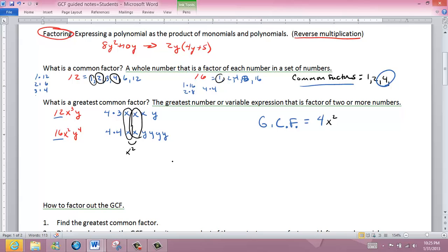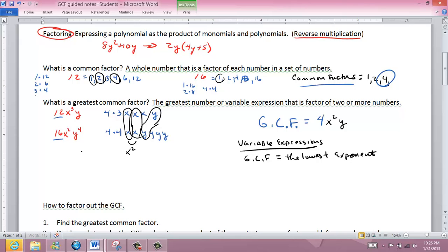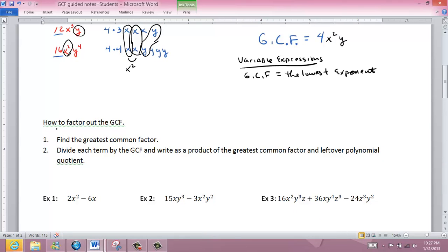Now, for the y's, how many pairs do they have in common? Well, if I look at this, I can only wrap around one pair. So they actually only have 1 y in common. Now, what you end up noticing is that for variable expressions, the greatest common factor will equal the lowest or smallest exponent. So if I look at the exponents on x to the third and x to the second, I know my greatest common factor would be x squared. If I look at y and y to the fourth, I know y has the smallest exponent, therefore that's the greatest common factor.